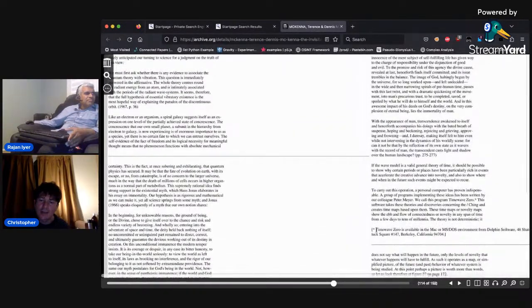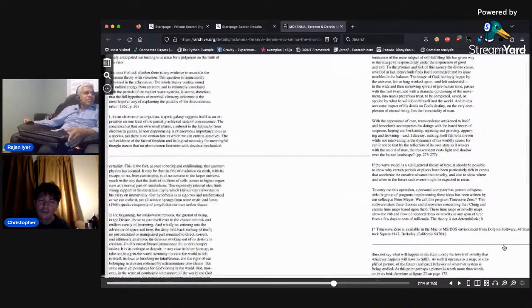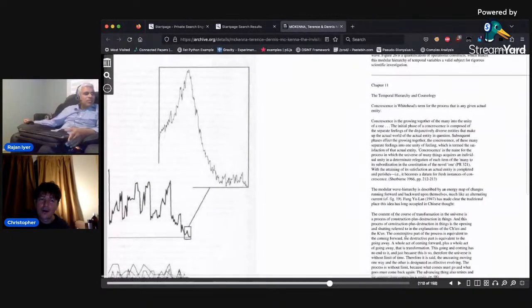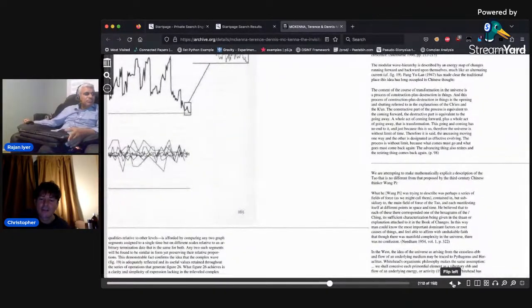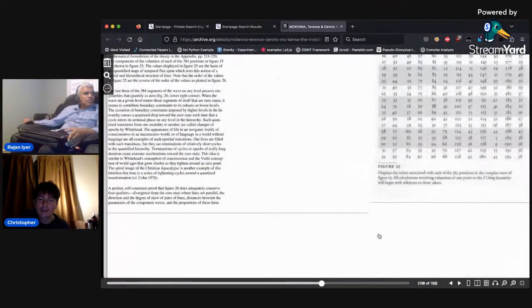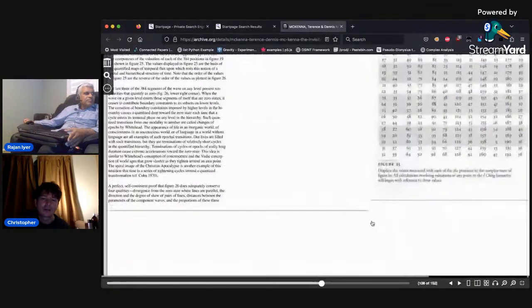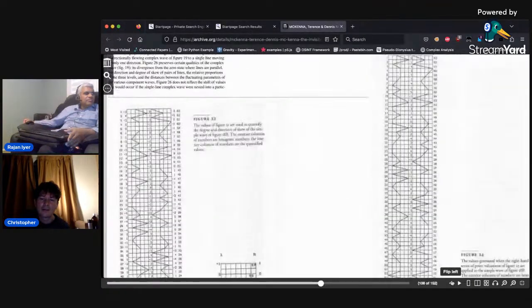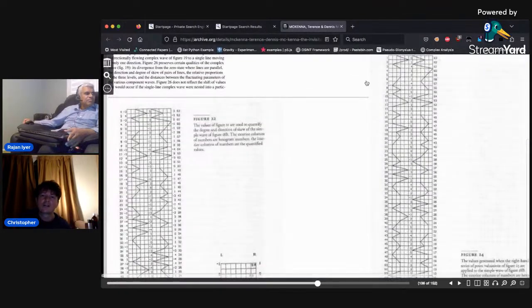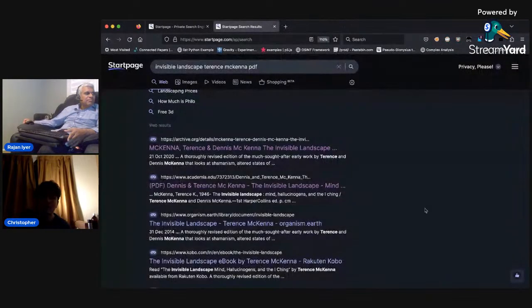TimeWave Zero is the name of the computer program. It's available in Mac or MS-DOS environment from Dolphin Software. But I think it's a supercomputer, right? Is it part of a supercomputer simulation? Oh no, absolutely not. This is well within the range of any normal computer. Even back in the day, they did not need a supercomputer for this at all. So I think that's it. I just thought I'd show you that.